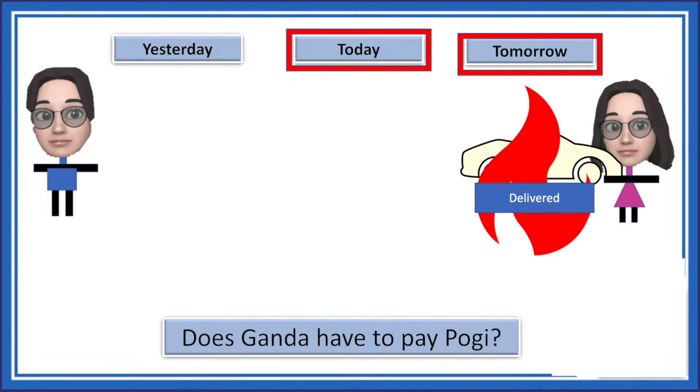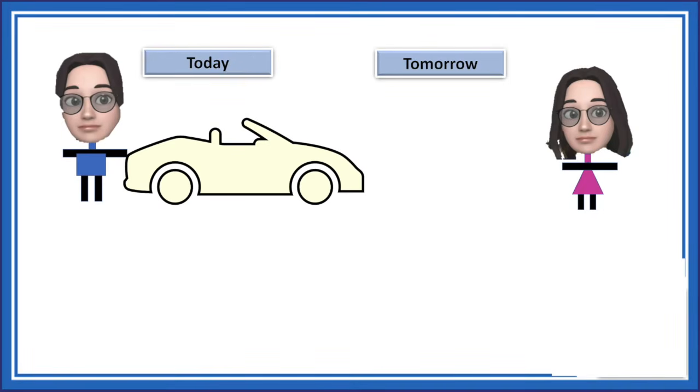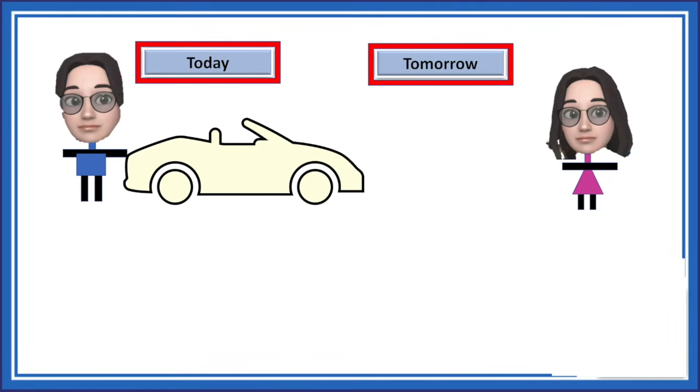Now, eto na tayo. The third scenario. The exception to the rule or kung ano ba yung pinovide ni Article 1480. Okay, today, Pogi sold to Ganda his Mitsubishi Expander car for 1 million pesos. Ganun pa rin. I-deliver niya sana tomorrow. Payment would be by the end of this month.